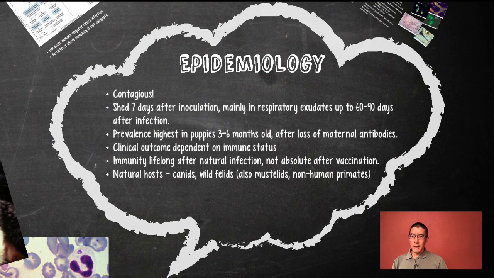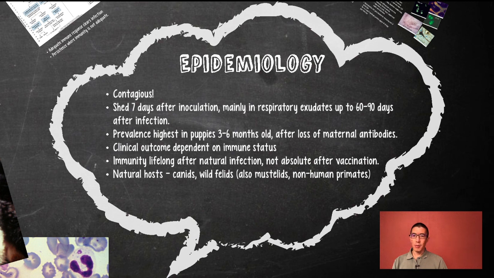As I've just mentioned, this is a highly contagious disease. The contagious period occurs about 7 days after infection and can last up to 3 months after infection. The disease is normally seen in young animals, typically at the age where puppies have lost their maternal antibodies. Disease severity and clinical outcomes is highly dependent on the immune system of the infected animal, as we will see in further detail in the next slide.